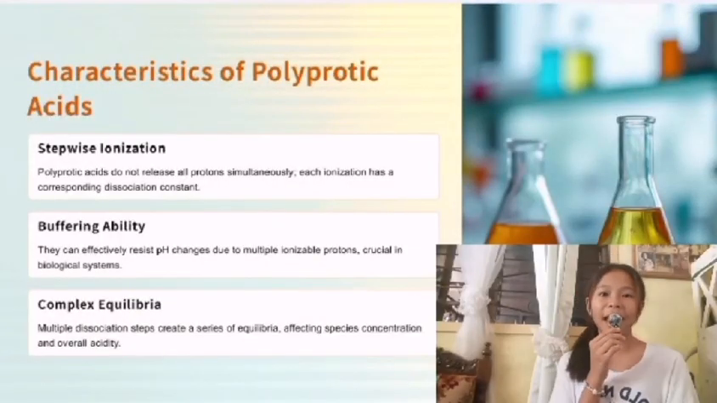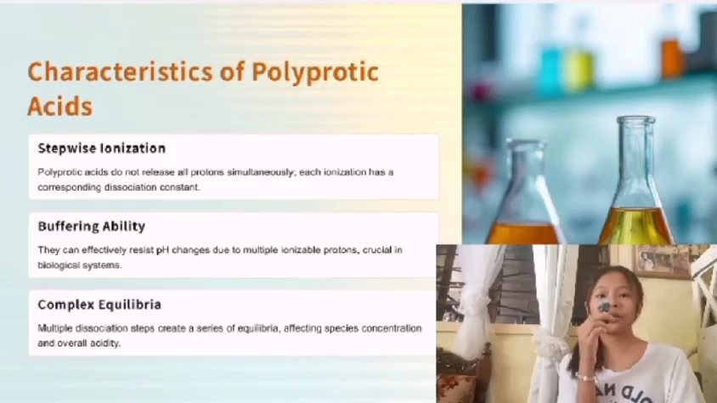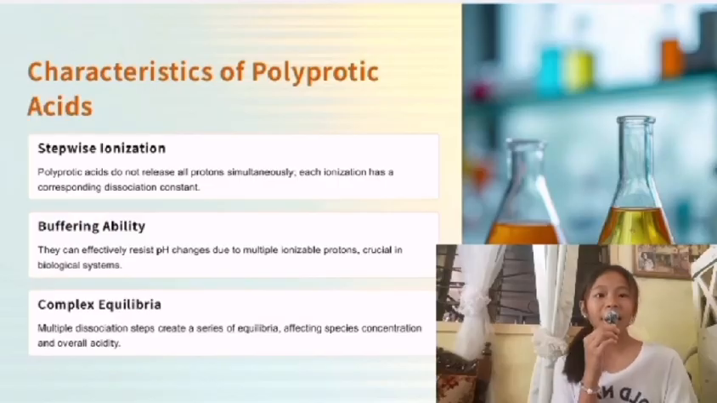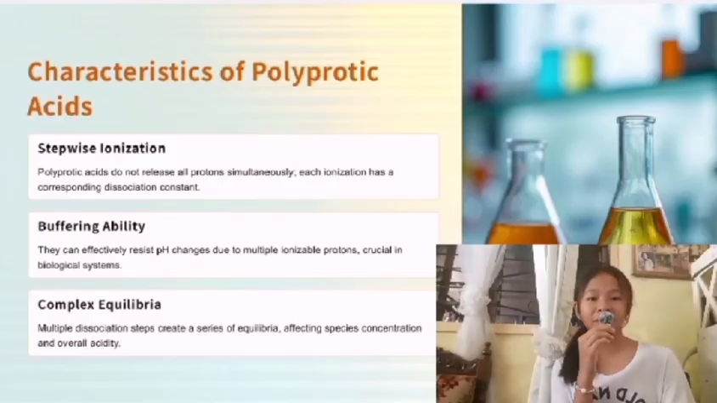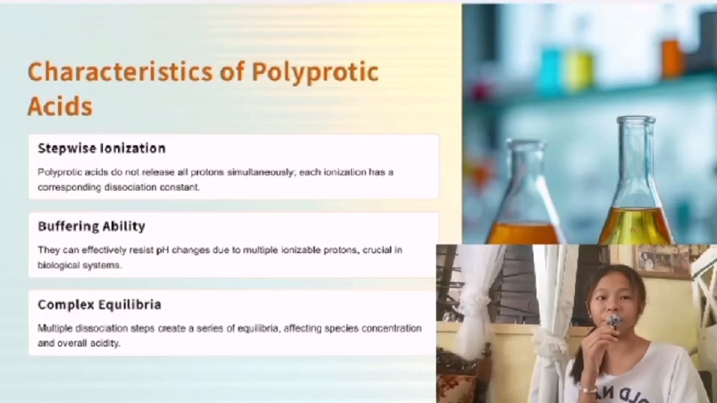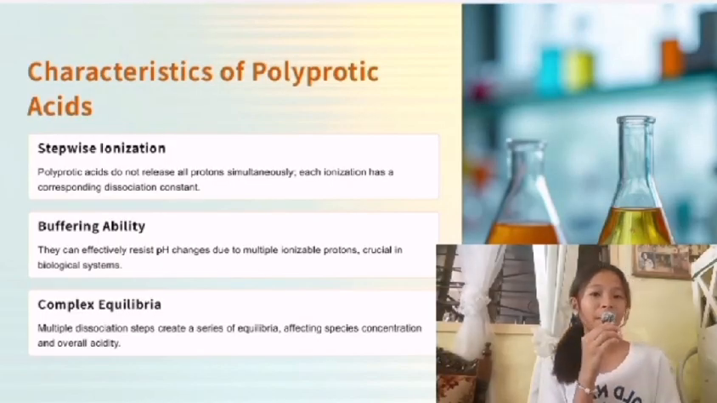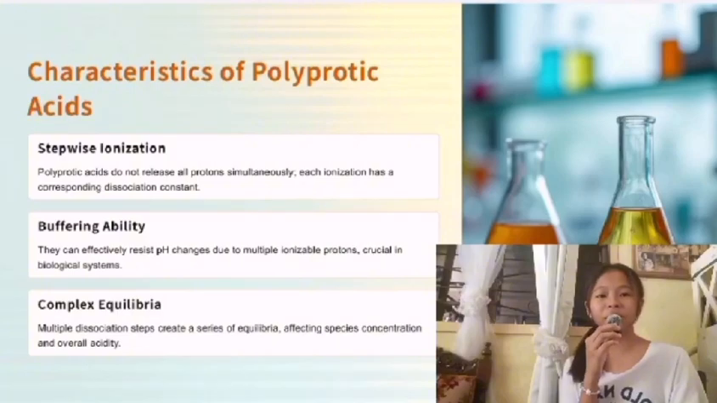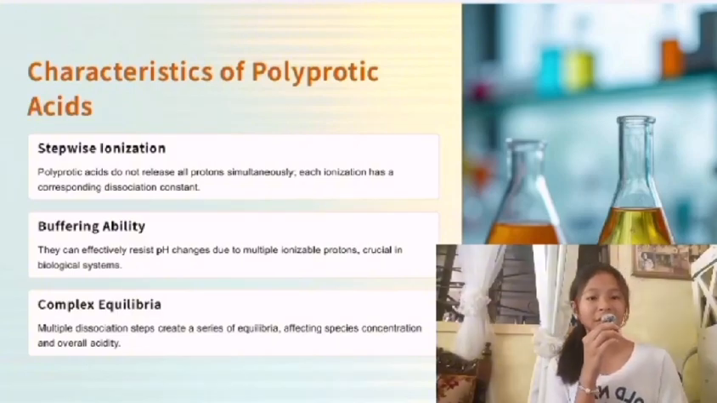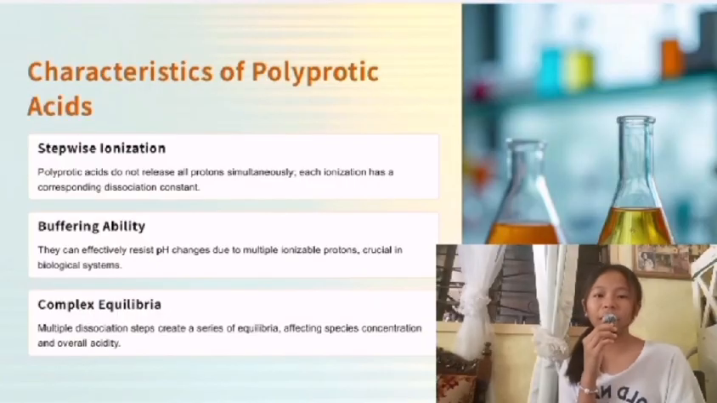Characteristics of polyprotic acids. Polyprotic acids do not release all protons simultaneously. Each ionization has a corresponding dissociation constant. In buffering ability, they can effectively resist pH changes due to multiple ionizable protons, and in complex equilibria, multiple dissociation steps create a series of equilibria affecting species concentration and overall acidity.